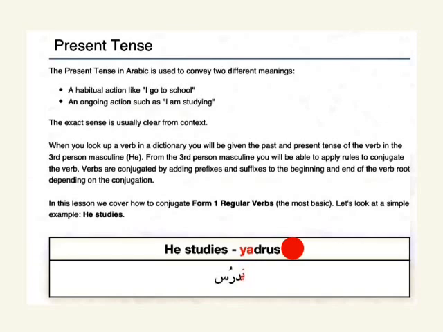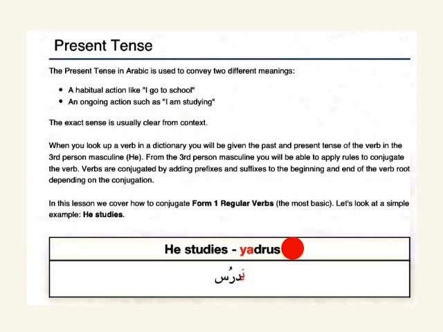When you look up a verb in the dictionary, you will be given the past and present tense of the verb in the third person masculine. From the third person masculine, you will be able to apply rules of conjugation of the verb. Verbs are conjugated by adding prefixes and suffixes to the beginning and the end of the verb root, depending on the conjugation. In this lesson, we cover how to conjugate Form 1 regular verbs, the most basic verb in Arabic.